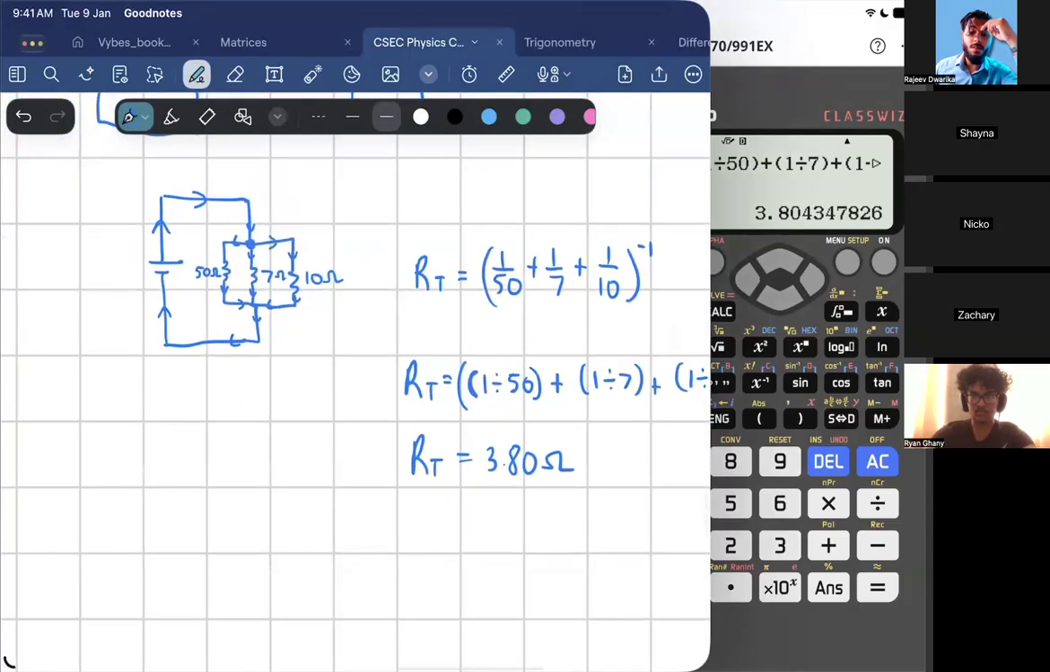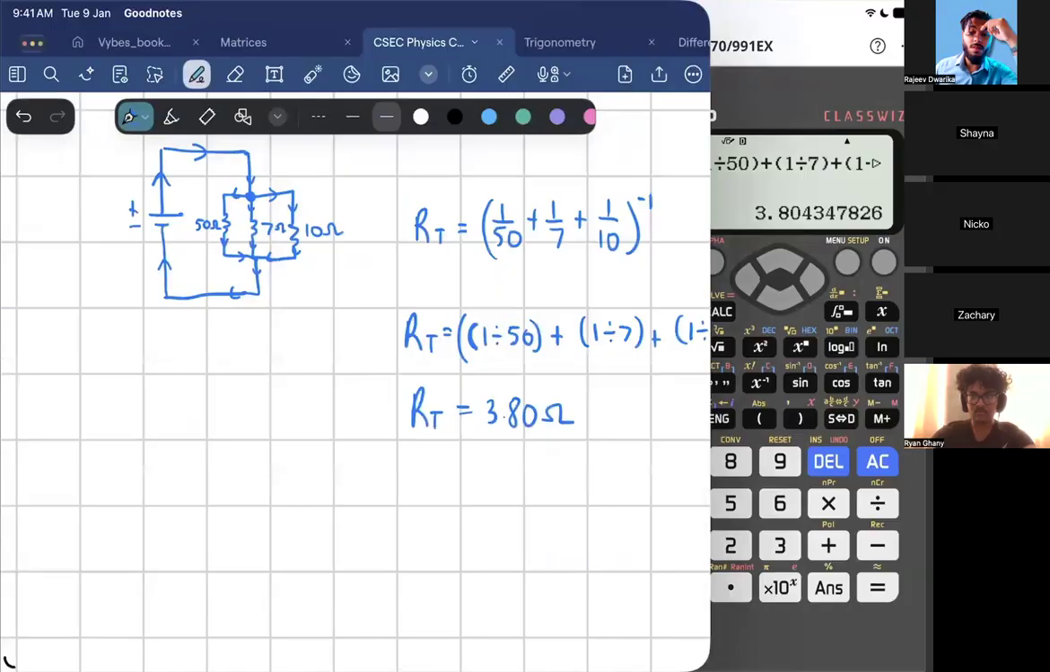So long story short, instead of me drawing 3 resistors in parallel, what could I just draw? Somebody tell me. What could I draw instead? One resistor in series. Yeah, one resistor, and what am I going to put for that resistor? 3.80. So I hope we understand that. That's how we combine resistors.